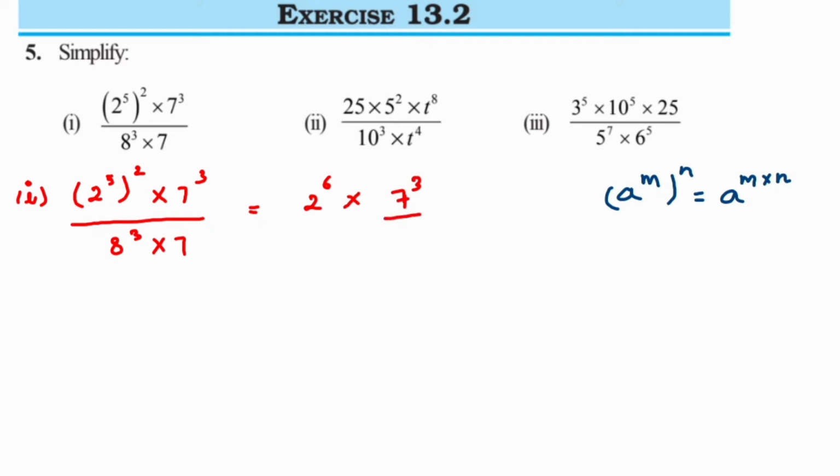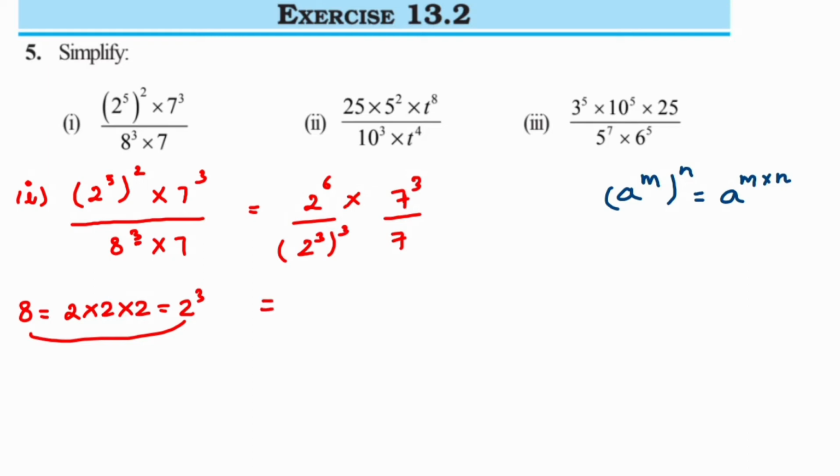Upon, here I'm just separating 7 and here I'm writing 8 cube. Instead of 8 cube, we know that 8 is equal to 2 into 2 into 2, which is 2 cube. So in place of 8, I'm going to write 2 cube. So we have 2 cube, and again we have this power cube. Again I'm going to apply power on power. So this is 2 to the power 6 upon 2 to the power 9. 3 threes are 9. Just multiply the powers. And then we have 7 cube upon 7.